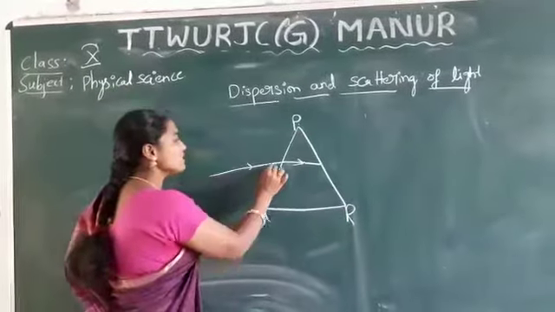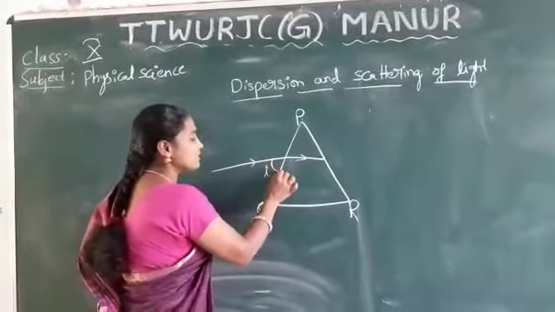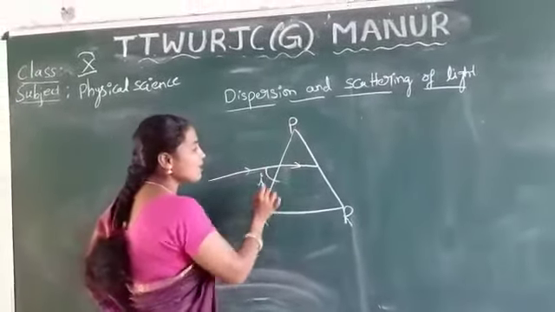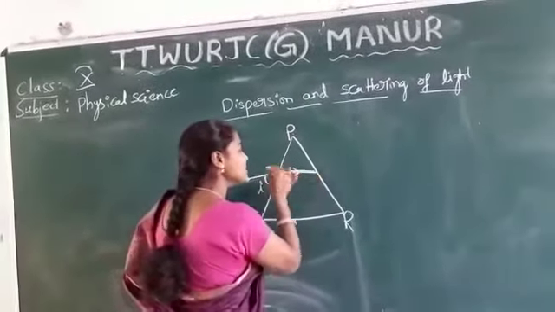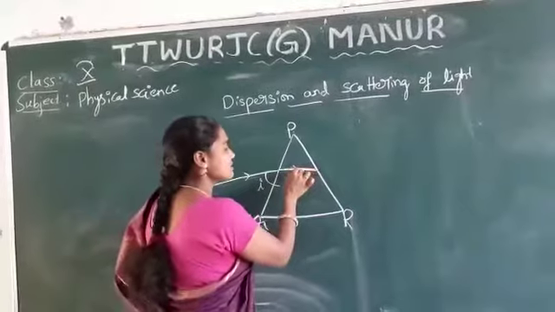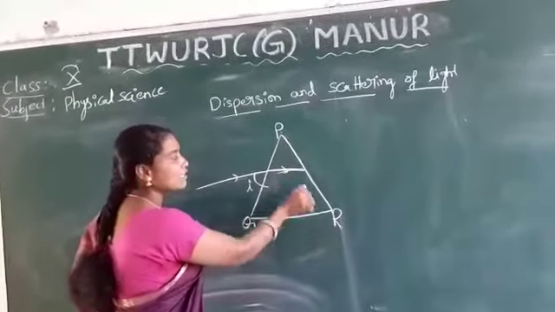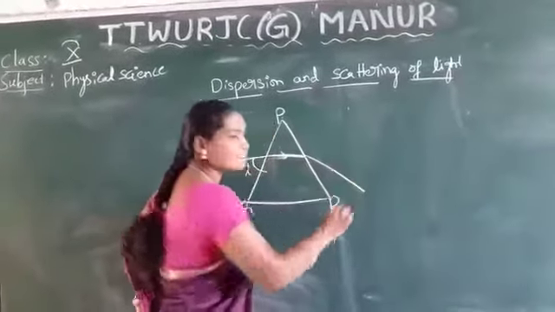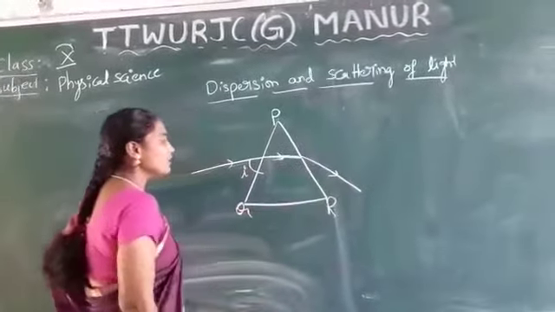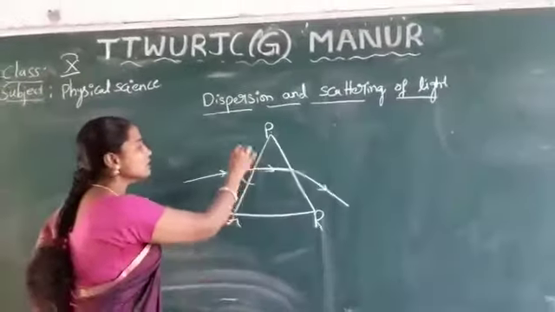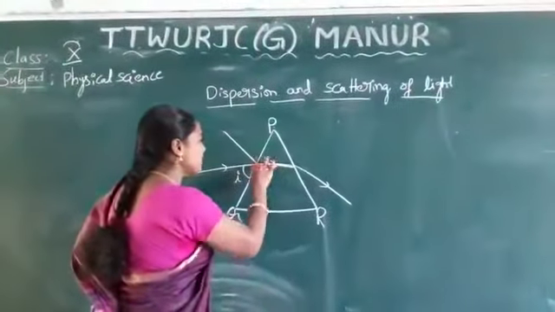So here first the incident ray is at some angle. The incident ray passes through the side PQ and is refracted inside the prism, and this ray now acts as an incident ray for PR. Again it gets refracted. So here refraction takes place 2 times.